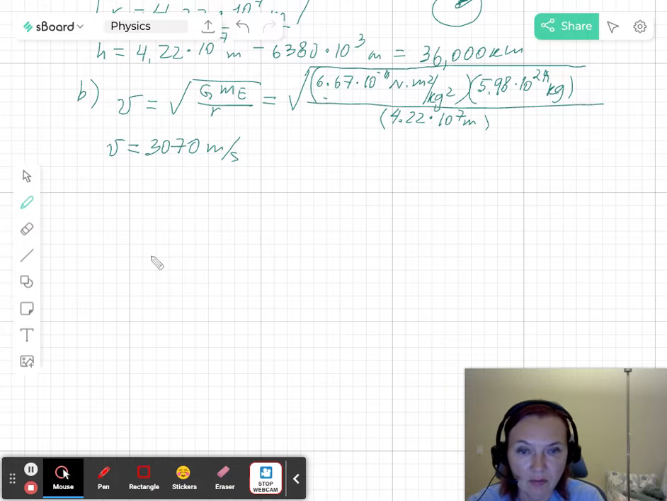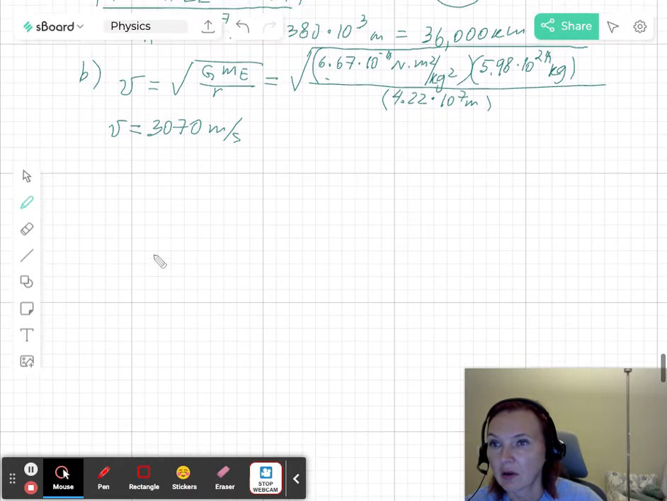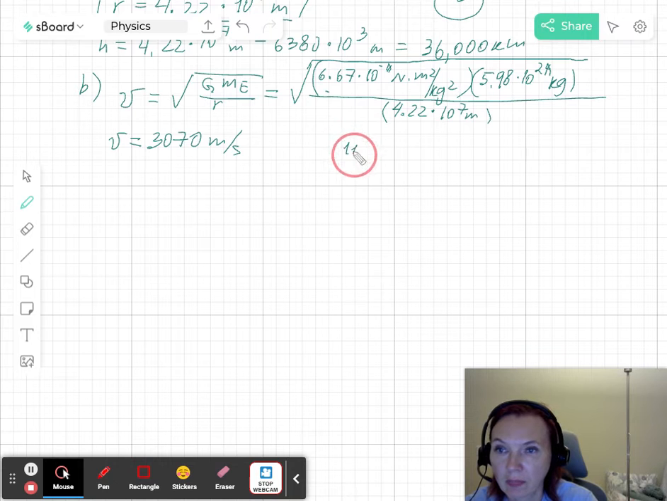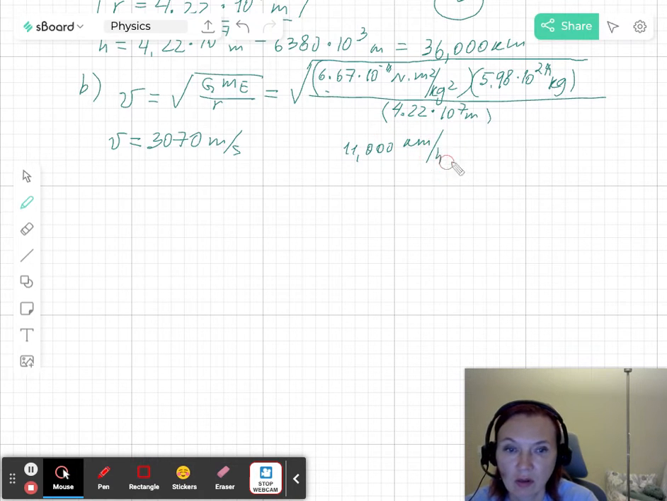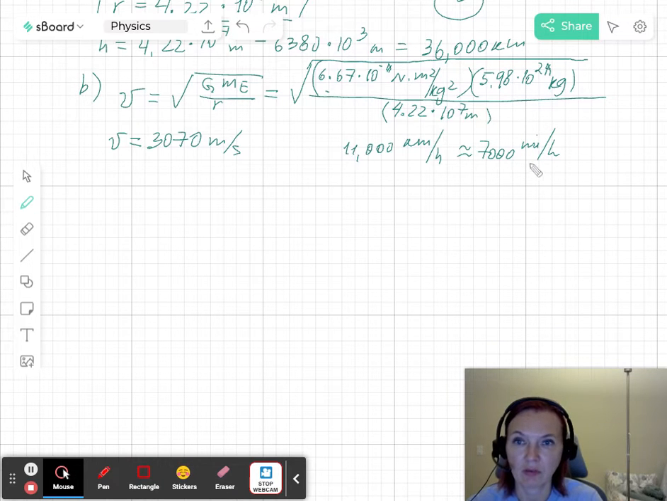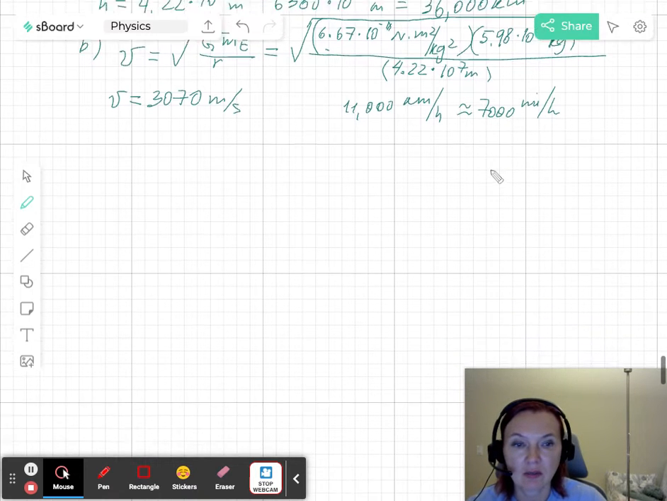And then finally, meters per second. Just so that you have an idea how fast it is, that is about 1,000 kilometers per hour. And it is about the same as 7,000 miles per hour. Okay, compare with the speed of the car. If you're speeding, it's 70 miles per hour, so it's 100 times faster than that.